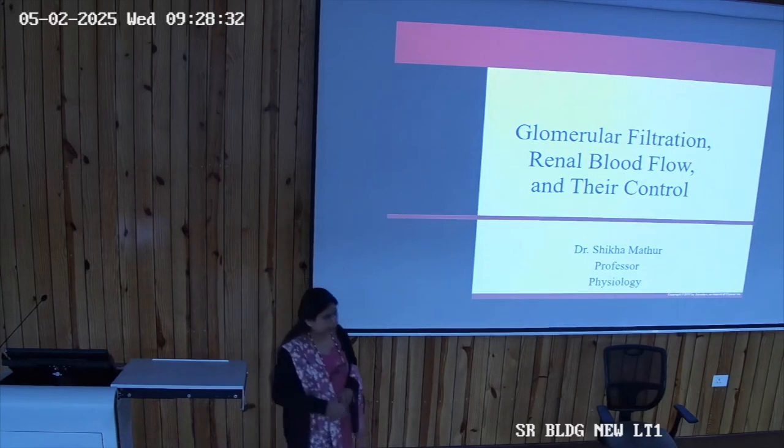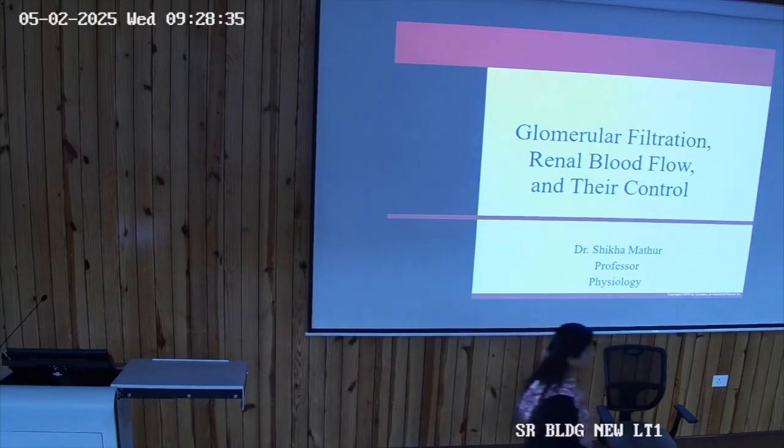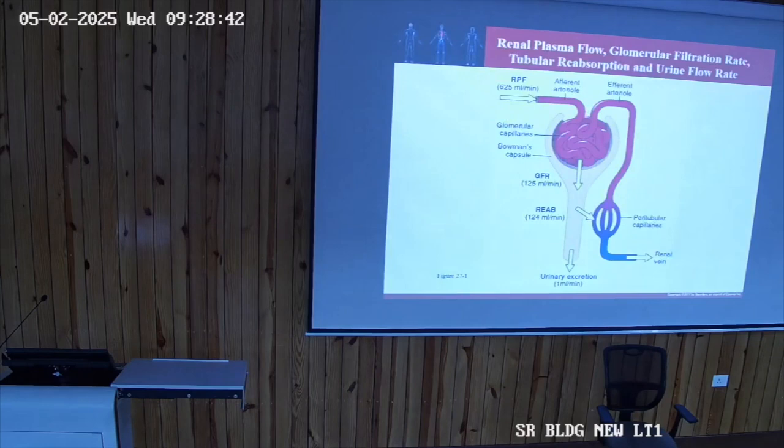Okay, next topic is glomerular filtration, renal blood flow and their control. Is there any point to discuss? This is renal plasma flow, 625 ml per minute coming to the afferent arteriole, getting filtered. Now this value, glomerular filtration rate, is 125 ml per minute. So how will you define? Most common question asked in your viva.